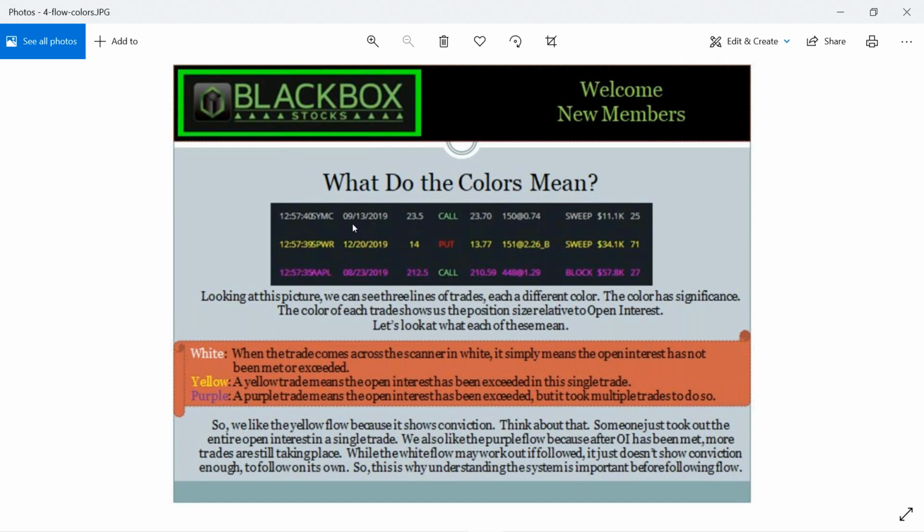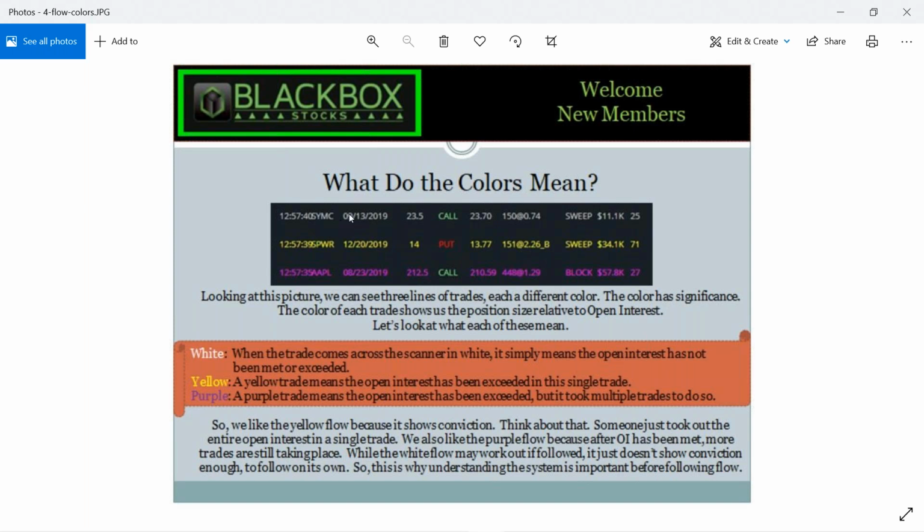So for me, I'm going to say, do not take white flow off the screen. You need to see that. A lot of times what we might see is white, white, white, white, white, and then a big purple or yellow trade. And that purple or yellow trade might get us into the trade, having seen the white flow previously. If you don't have the white flow on your screen, all you're going to see is the one purple trade, which may or may not be big enough. But if we see all the white building into the purple or yellow, that's instantly going to get us into a trade. So don't take the white flow off the screen.